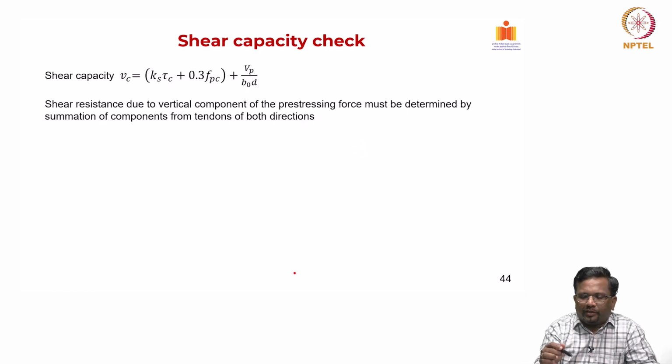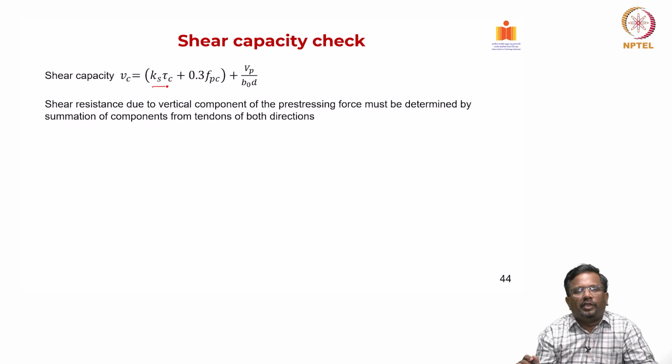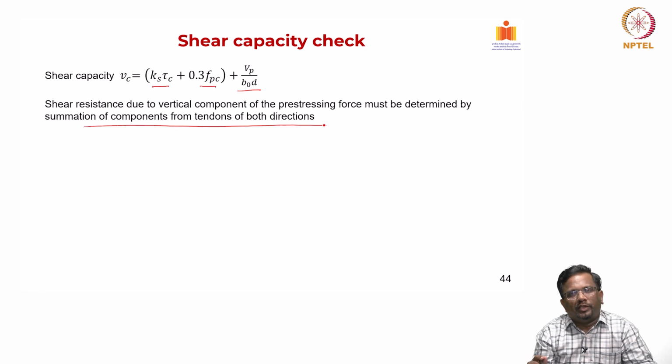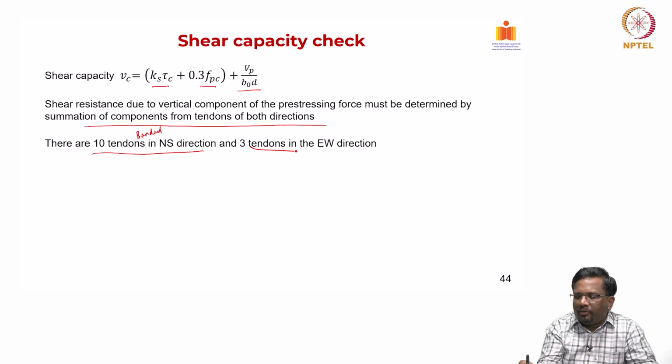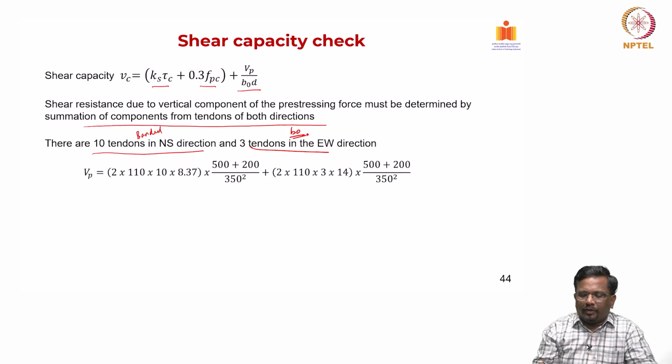Now, what is the shear capacity? Again the same equation. We are going to use Ks into tau c plus 0.3 into Fpc plus Vp by b0 by d, and the shear resistance due to the vertical component of prestressing must be determined by summation of the components of the tendons in both directions, as we have discussed in the preliminary calculations as well, right. There are 10 tendons in the north-south direction, banded, and within that perimeter b0, only 3 uniformly distributed tendons are there. So, a total of 13 are there, right. Now, Vp is going to be this as per the profile.